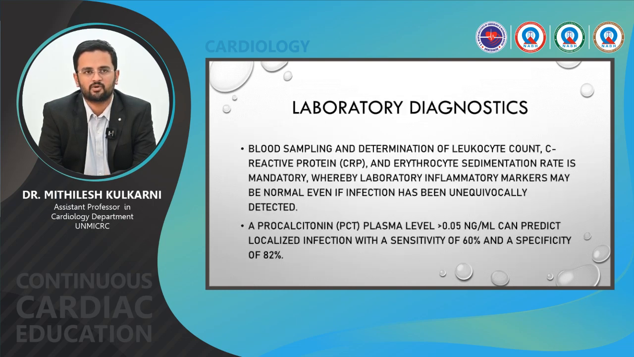Now coming to the laboratory diagnosis, blood sampling and determination of the leukocyte count, the C-reactive protein and the erythrocyte sedimentation rate is mandatory, although lab inflammation markers may be normal even if infection has been unequivocally detected. A PCT plasma level of more than 0.05 nanogram per ml can predict the localized infection with a sensitivity of 60% and a specificity of 82%.